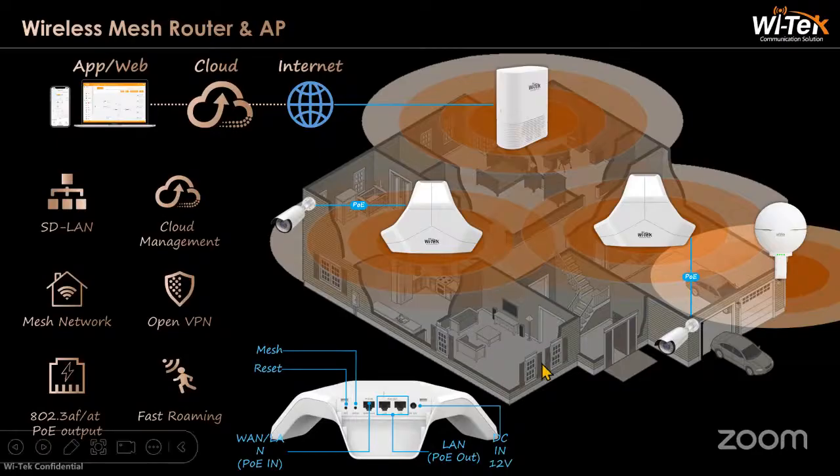And you can see the picture below is the hot selling model. The main function of this model is two PoE outputs that can directly power the IP camera, because sometimes customers need not only the Wi-Fi signal, but also an IP camera to monitor the CCTV, right? So this mesh access point is an ideal solution for CCTV installation.